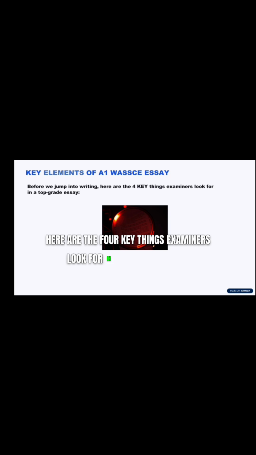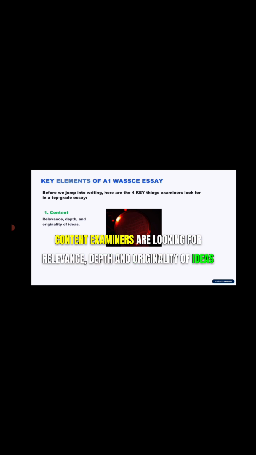Let's begin with the key elements of an A1 WASSCE essay. Before we jump into writing, here are the 4 key things examiners look for in a top grade essay. 1. Content. Examiners are looking for relevance, depth, and originality of ideas. You should be able to discuss the given topic. You should understand the subject matter and stay on topic.